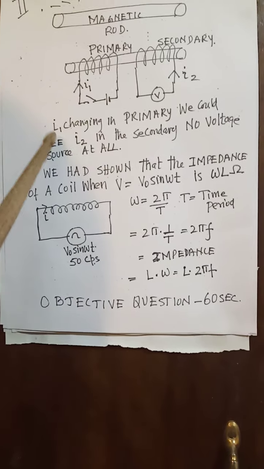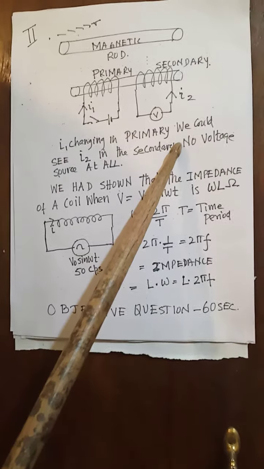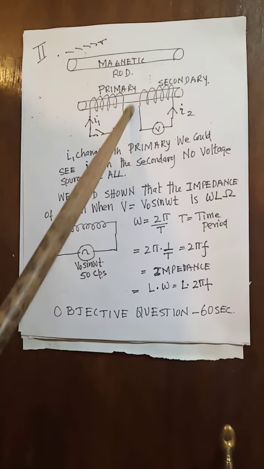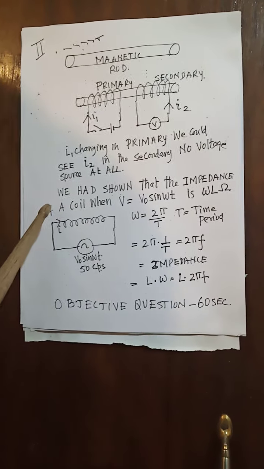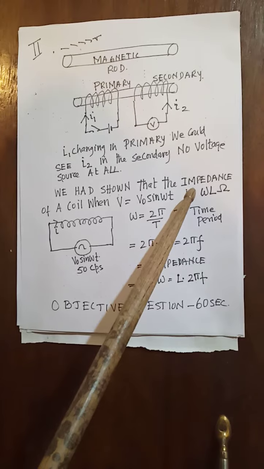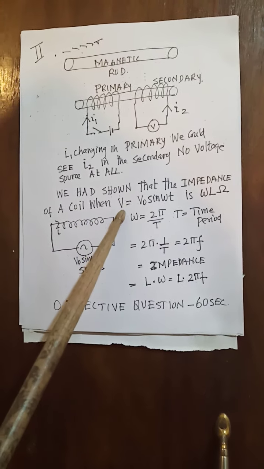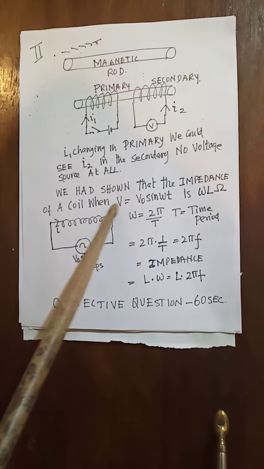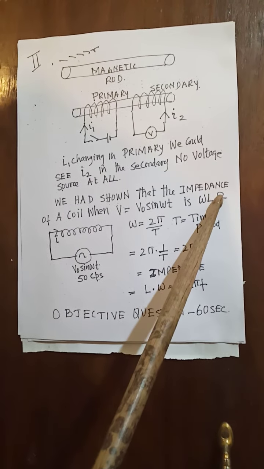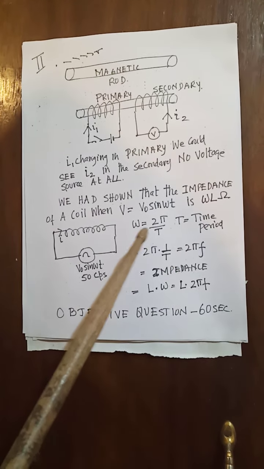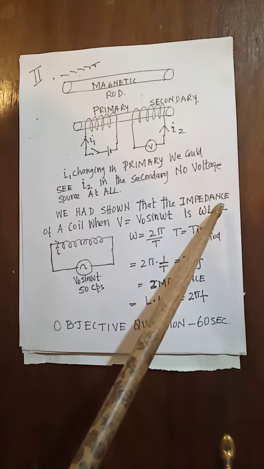So now you understand this: I1 changing in the primary, so we could see I2 in the secondary. No voltage source at all in the secondary. Due to this, we have a mutual inductance. Then we have shown that the impedance of a coil, which I showed you long time back, when B is B naught sine omega t, that means the voltage is alternating, is omega L ohms. I have shown you also how we get ohms. It resembles the ohms in Ohm's law, the first one.